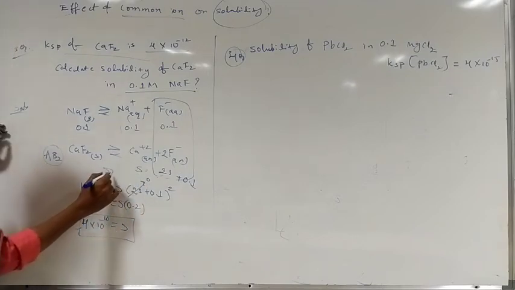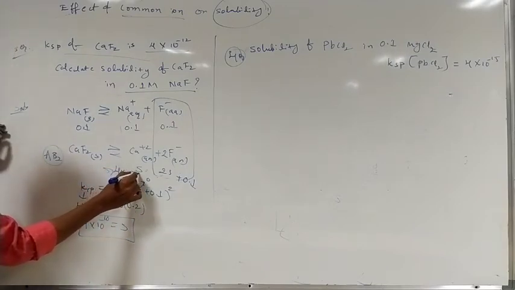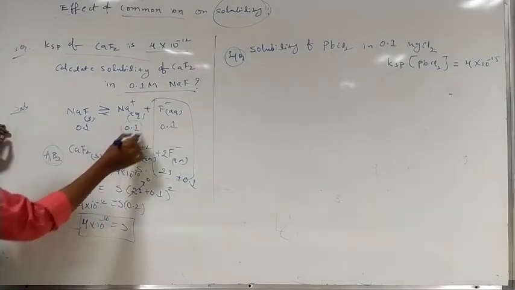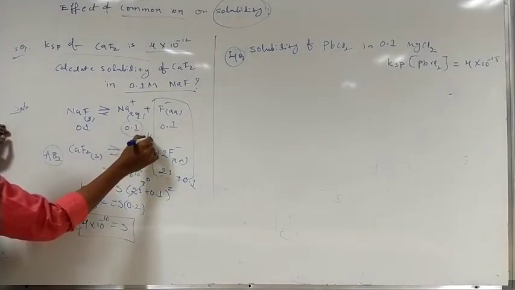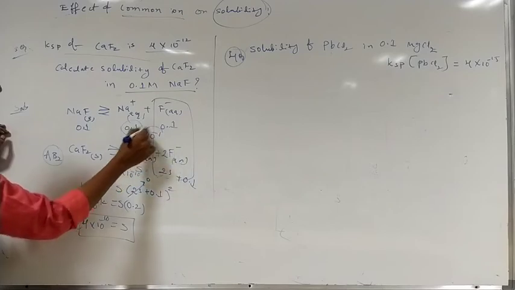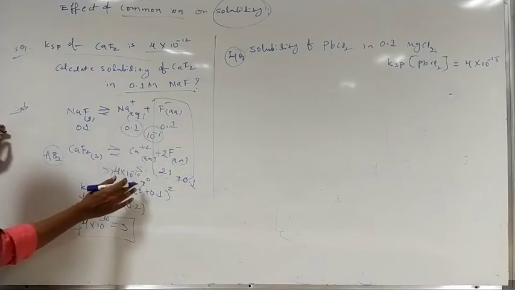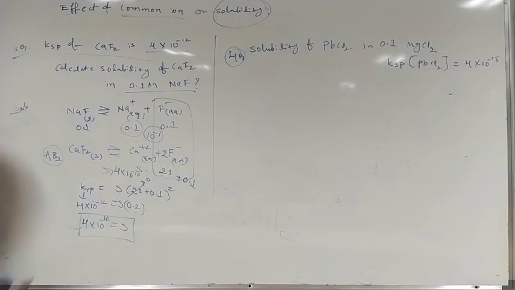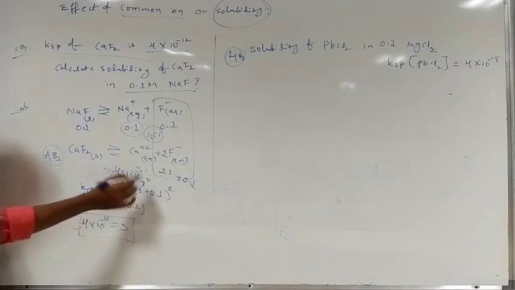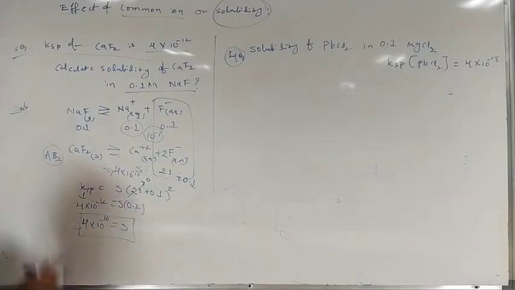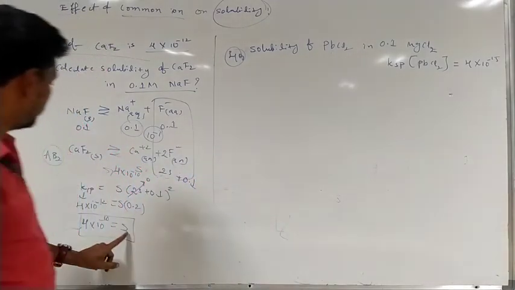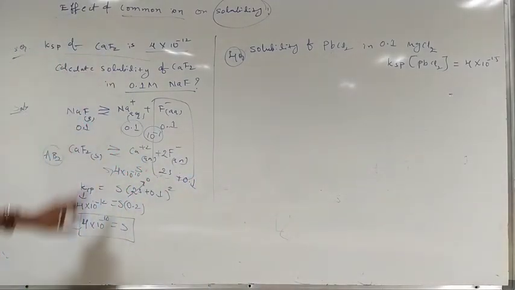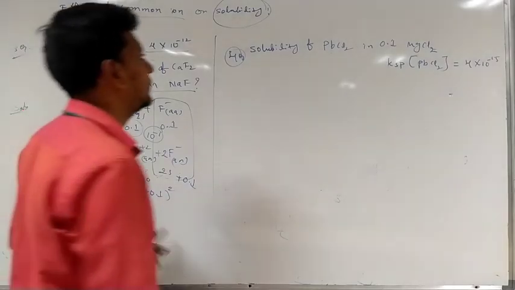You have to compare the values. 4 into 10 to the power minus 10, versus 0.1, which means 10 to the power minus 1. Compared to 10 to the power minus 10, a large value is there. This is the right one; neglecting this term is the correct one. This is the solubility. Solubility of CaF2 is 4 into 10 to the power minus 10. That is the correct one.